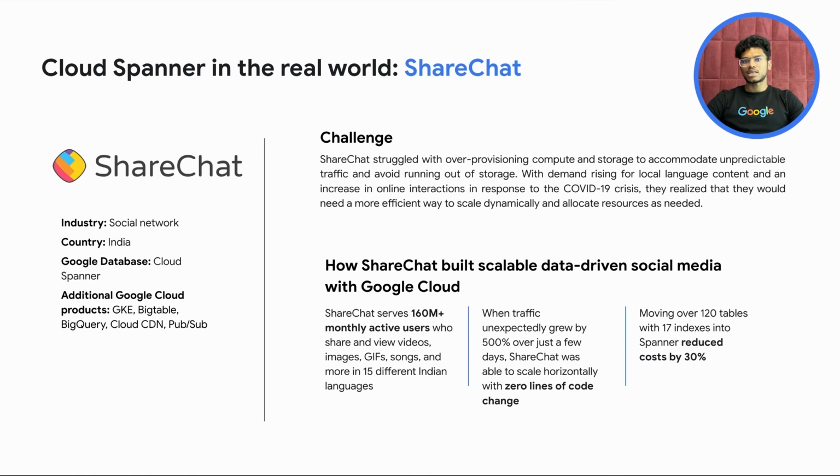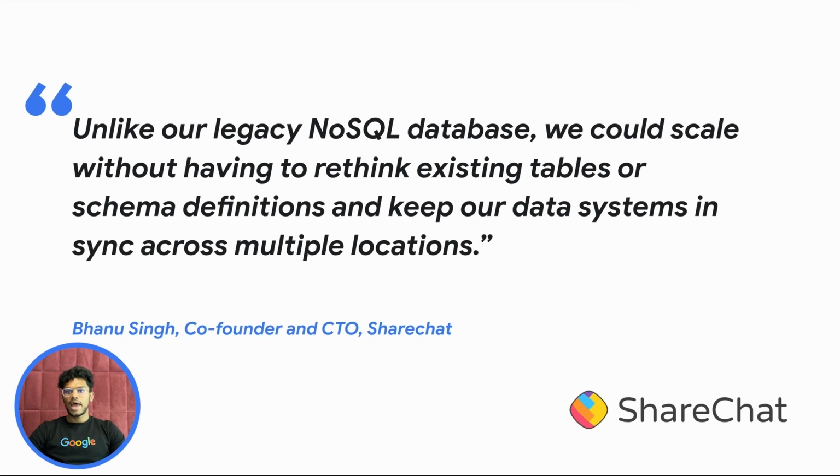When traffic unexpectedly grew by 500% over just a few days, ShareChat were able to horizontally scale with 0 lines of code change by migrating to Cloud Spanner. Moving over 120 tables with 17 indices also helped them to reduce their costs by 30%. Cloud Spanner helps ShareChat achieve strong consistency across multiple locations without having to rethink their existing data systems.